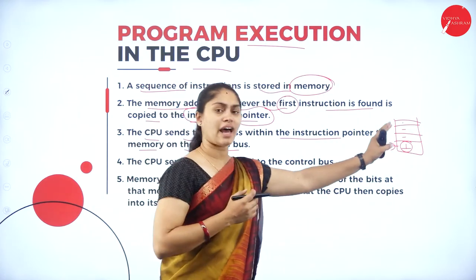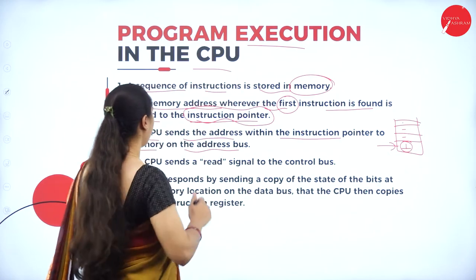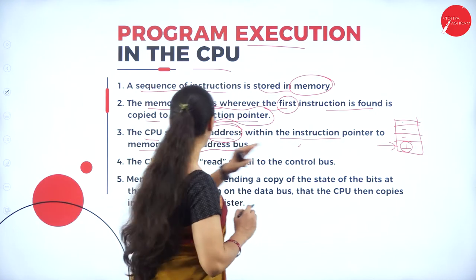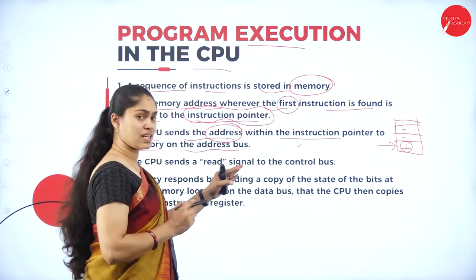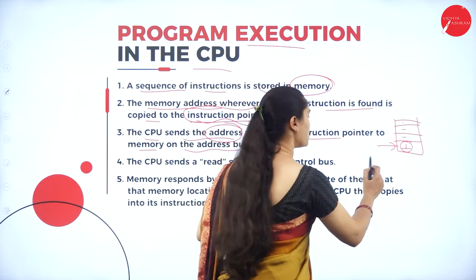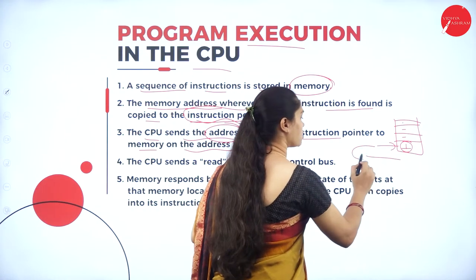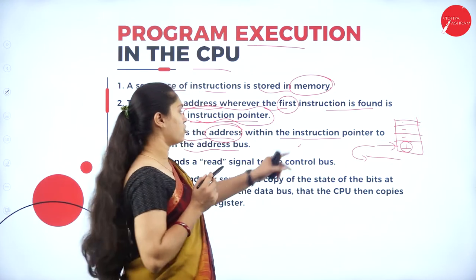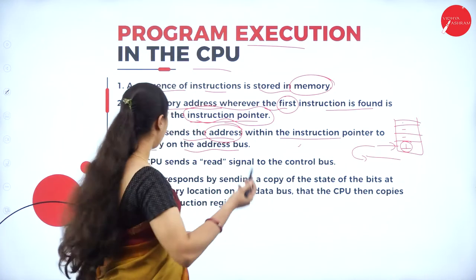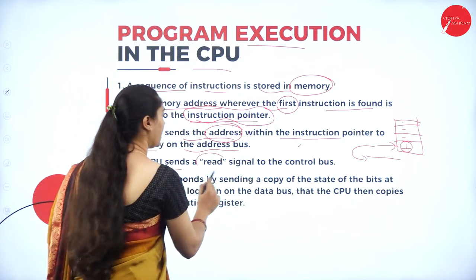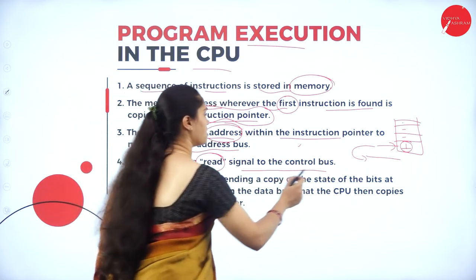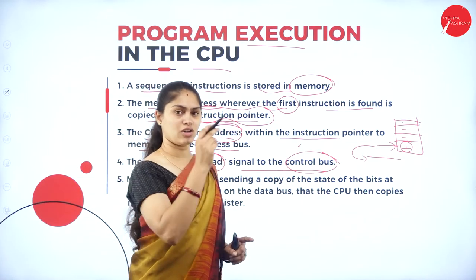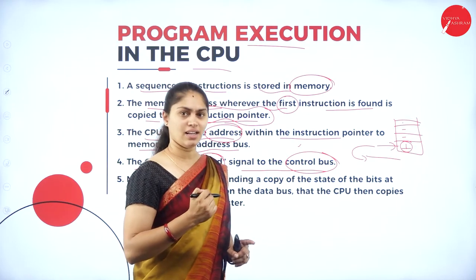After getting the address of the first instruction, the CPU will send the address within the instruction pointer to the memory on the address bus. By making use of the address bus, the CPU sends the address of this first instruction to the computer's memory using the instruction pointer. Then what? The CPU sends a read signal to the control bus. You need to remember the buses as CAD: control bus, address bus, and then data bus.